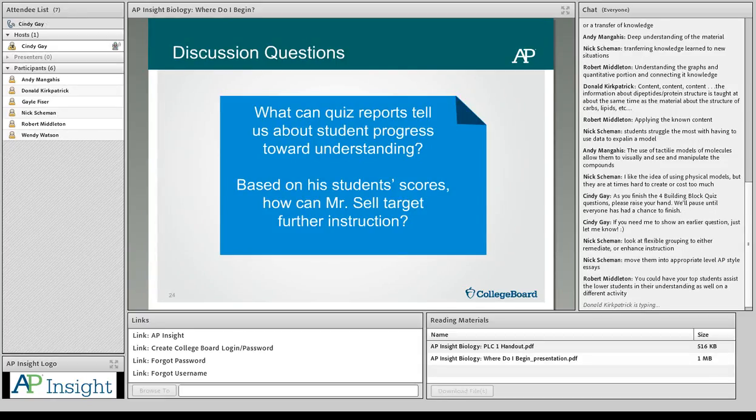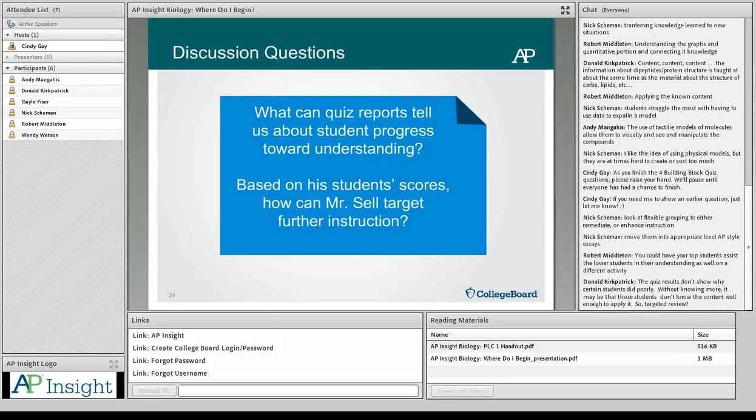I love the idea of having them do essays or helping them assist other students. That's a really good point, Don. Yeah, some targeted review for those lower students.